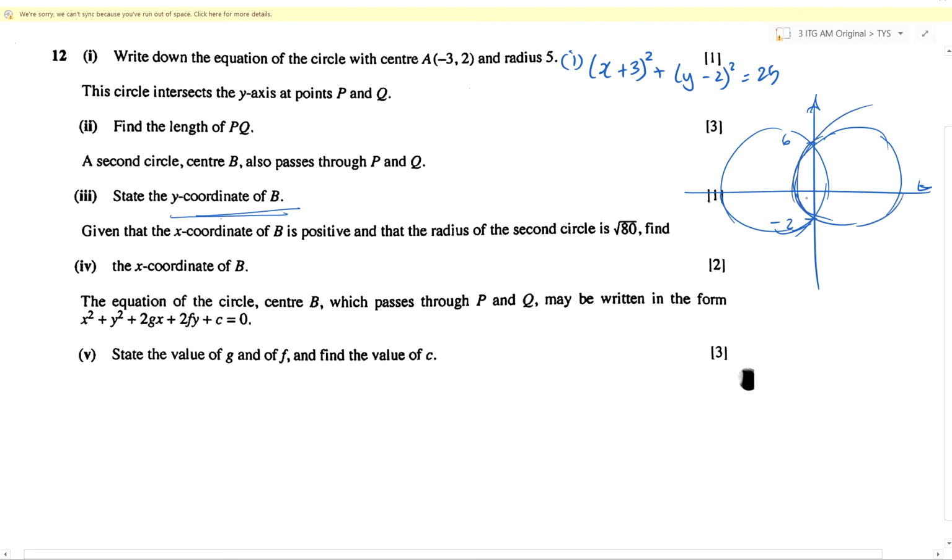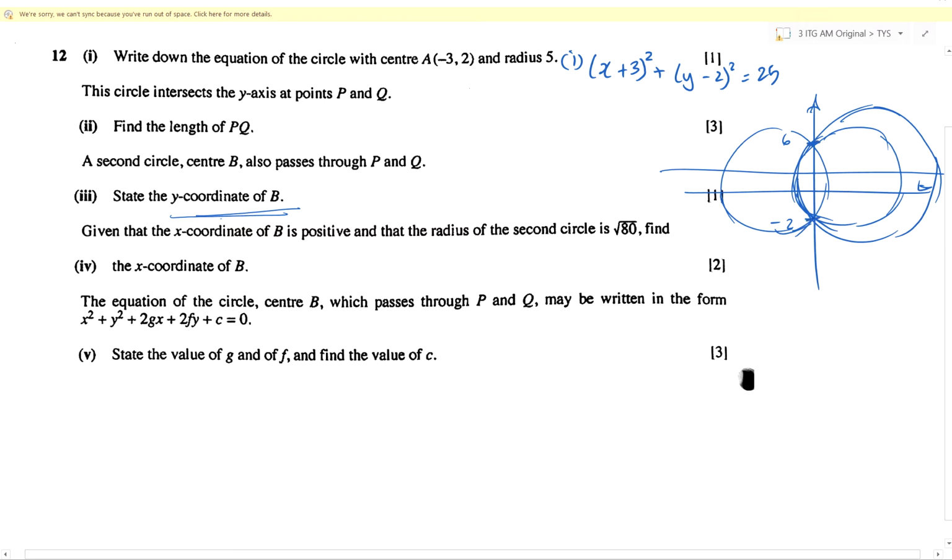And we can have bigger circles and smaller circles and so on and so forth. So what do you see as the centers for all these circles? What is common? All of them have the same y coordinate. All the circles lie on the same horizontal line because they intersect at 6 and -2 on the y-axis.